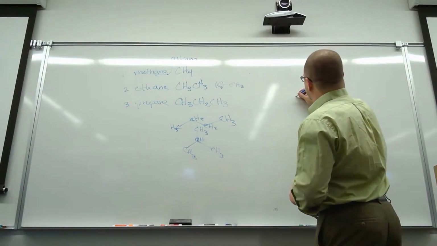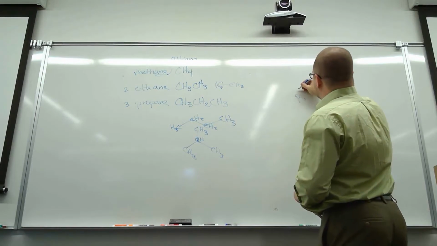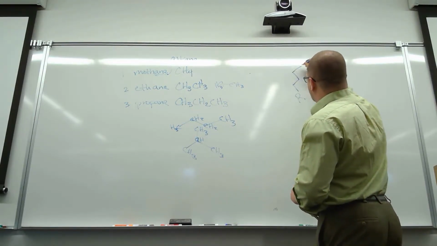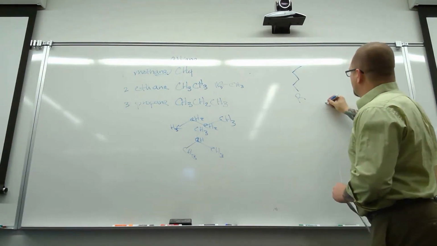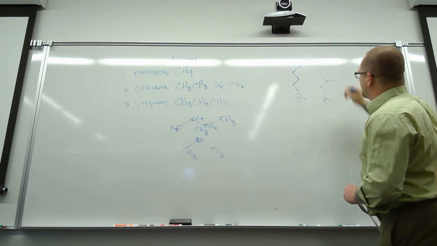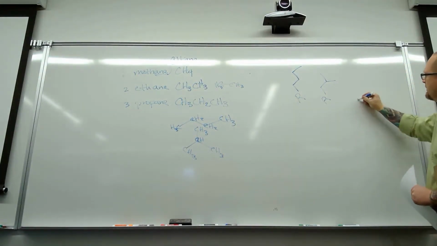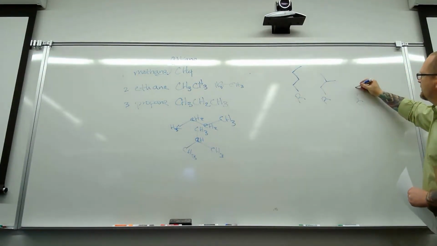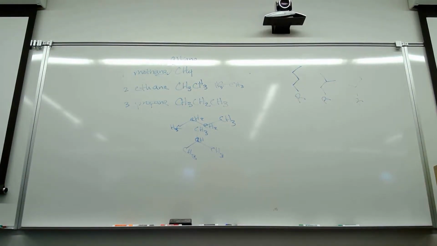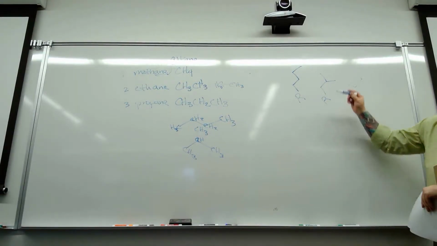We could have something where we have just regular butane, 1, 2, 3, 4 as a butyl group. We could have 1, 2, 3, 4, or 1, 2, 3, 4. So now we have an extra layer of complexity just from adding that other carbon.